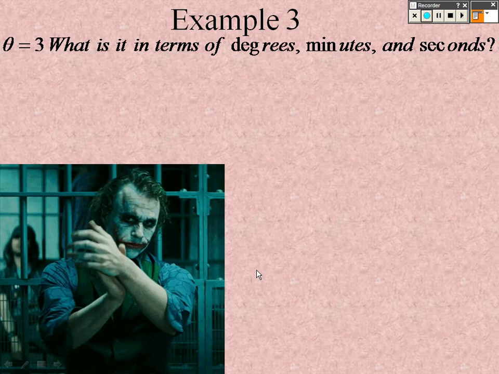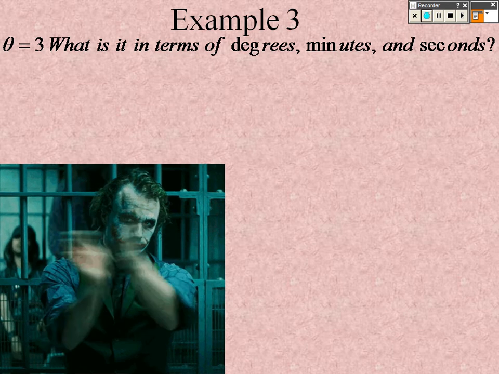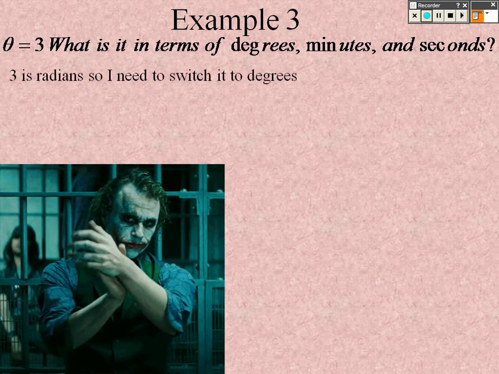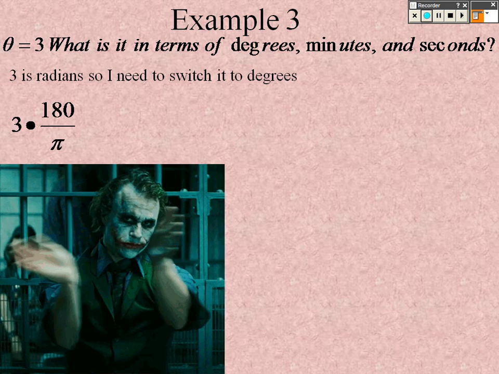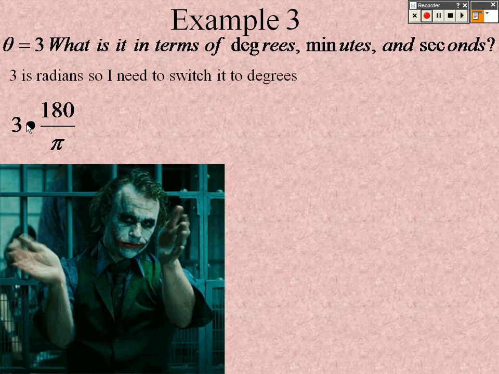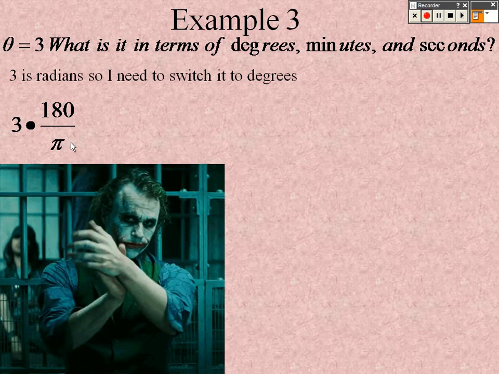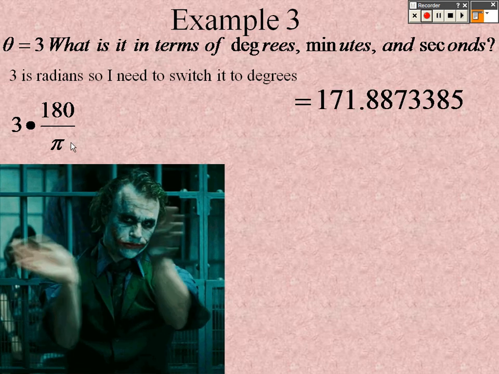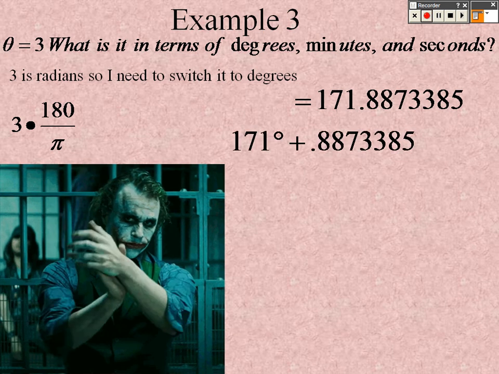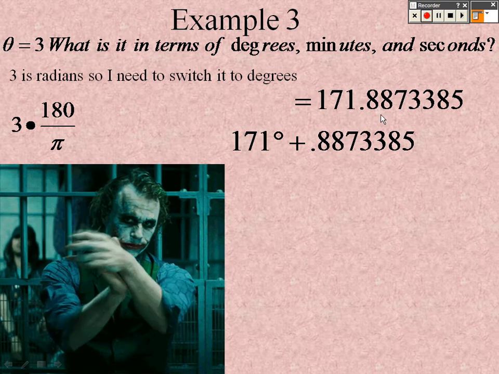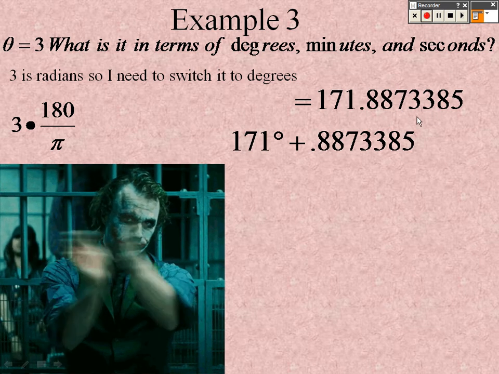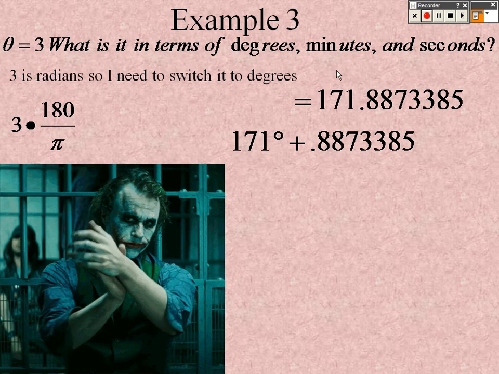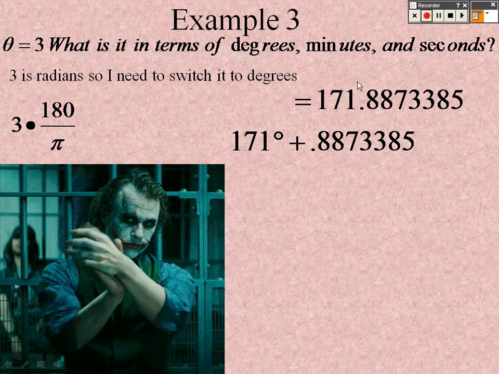So if theta equals 3, what is it in terms of degrees, minutes, and seconds? So 3 is radians, so I need to switch 3 to degrees, which means if that's radians, it's pi over 180. So 3 times 180 over pi. So when we do that, we end up getting 171.887338.5. The problem is we need minutes and seconds as well.